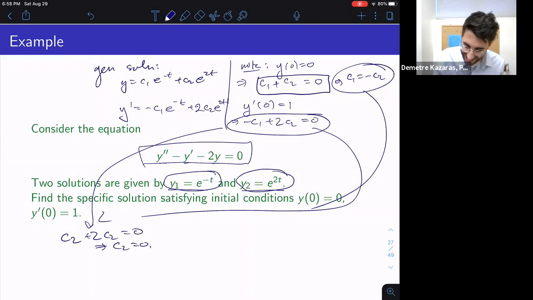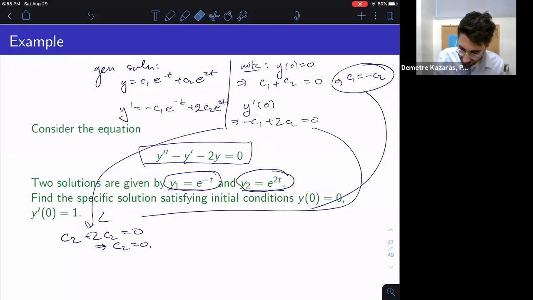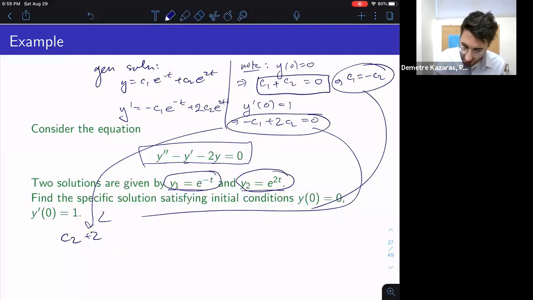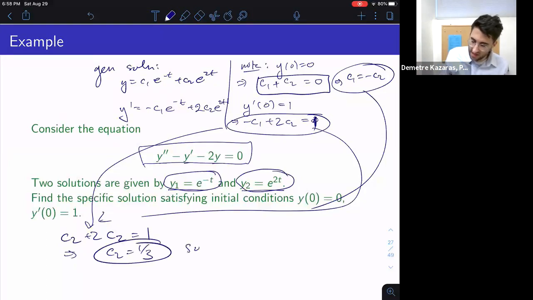Oh, sorry. I'm gonna undo that. My mistake. I forgot this should be a 1, not a 0. If you specify initial condition 0 and y prime is 0 at 0, then the show's over. You're not going to get anything interesting. Anyway, so let me write down the correct thing, which is that C2 plus 2C2 is equal to 1. And so C2 will just be a third. And then C1 will be minus a third.